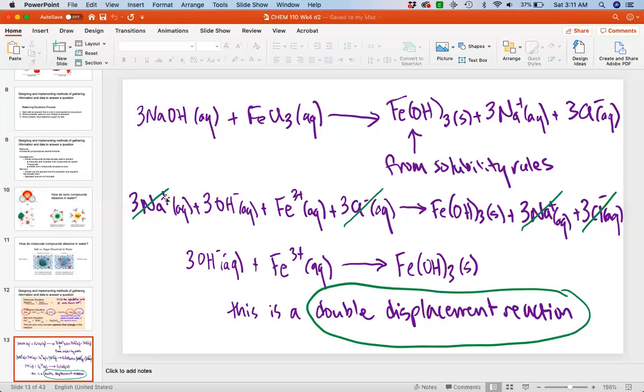So one of the things you're going to notice here is that I can cancel my 3 sodiums because they're the same on the left as they are on the right. And I can do the same thing for my chlorides. And then what I'm left with is my net ionic equation. So in this case, my 3 hydroxides plus my iron goes to my iron hydroxide. This is what we can refer to as a double displacement reaction because I am literally swapping. My sodium goes with my chloride, my iron goes with my hydroxide.